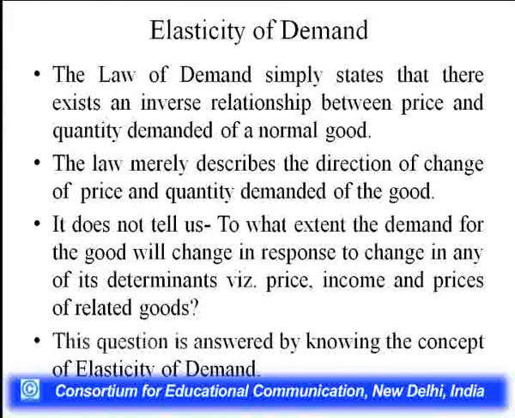And by studying different dimensions of the law of demand, we just know what kind of relationship exists between price and quantity demanded of a commodity, whether for a normal commodity or for an inferior commodity or a given commodity. This law of demand does not tell us to what extent the demand would change in response to a given change in the price of a commodity, or for that matter any of its determinants, say price of the commodity, income of the consumer and prices of the related goods.